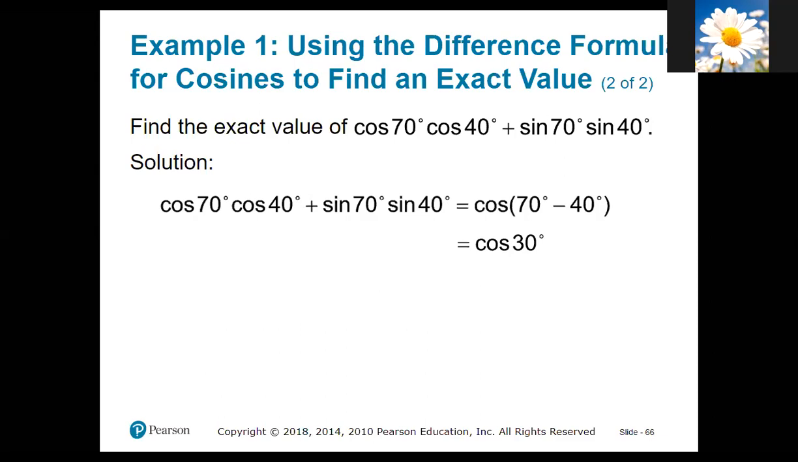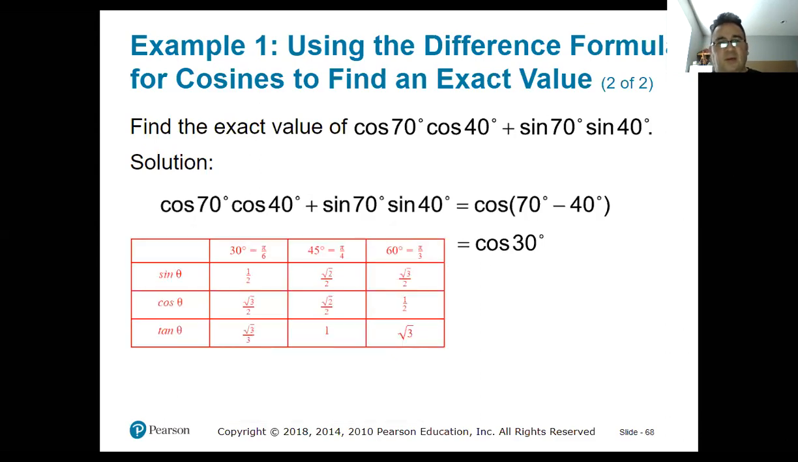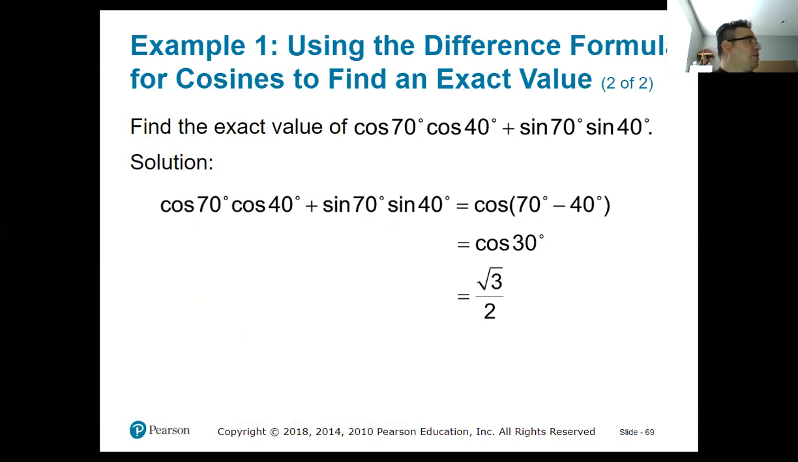And I end up with cosine of 30. And cosine of 30 is what? Square root of 3 over 2. Square root of 3 over 2. Okay, whether you use a table or you use the unit circle. Good with that one? Yes, no, maybe so?